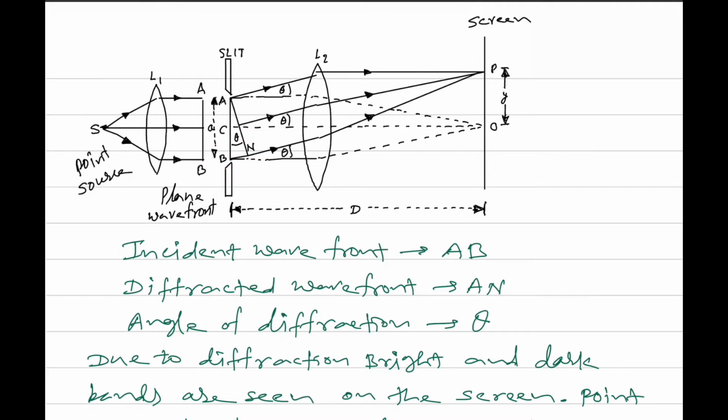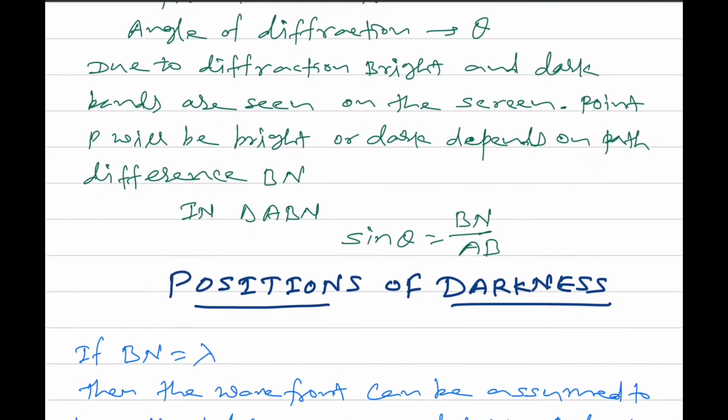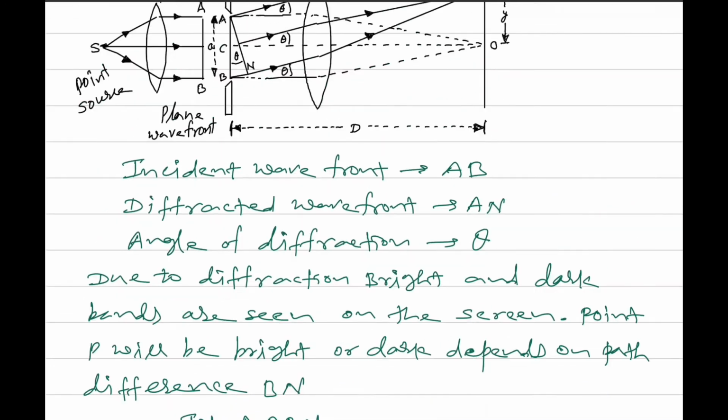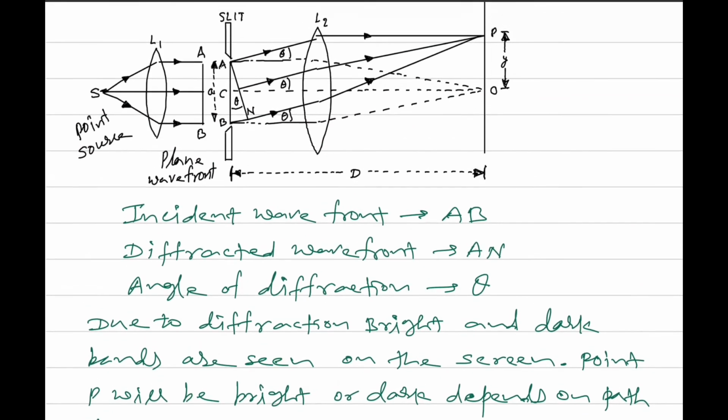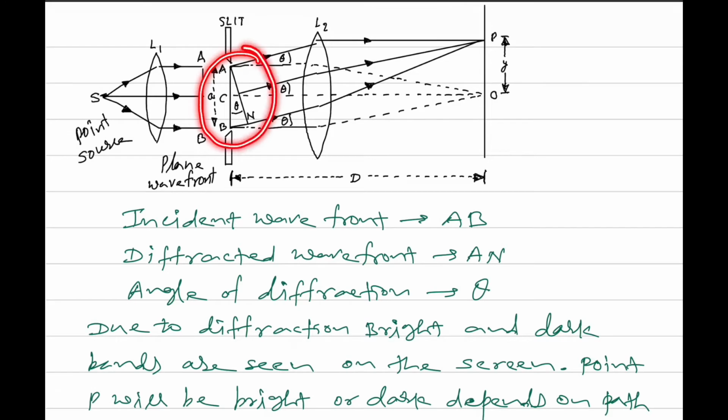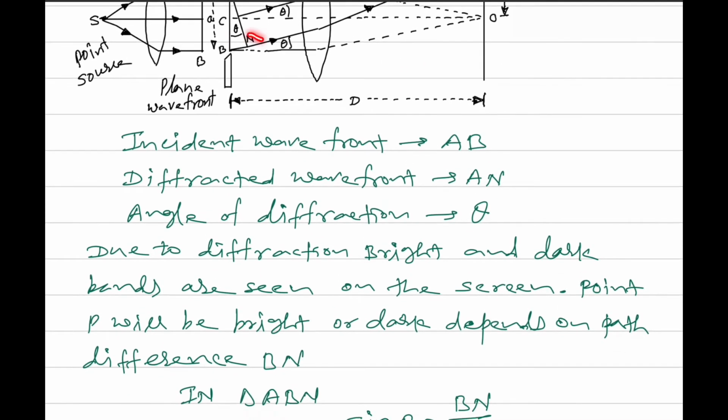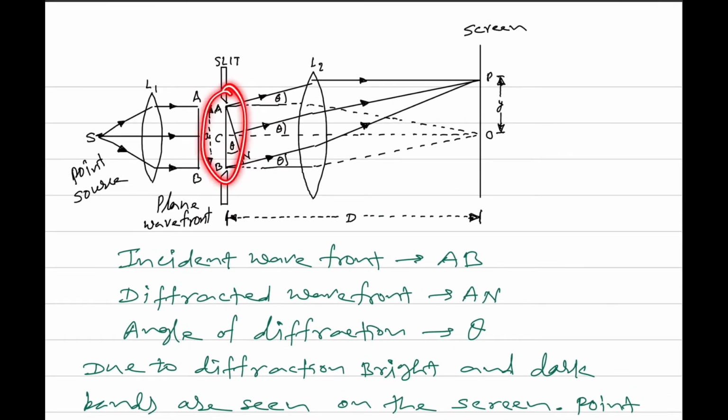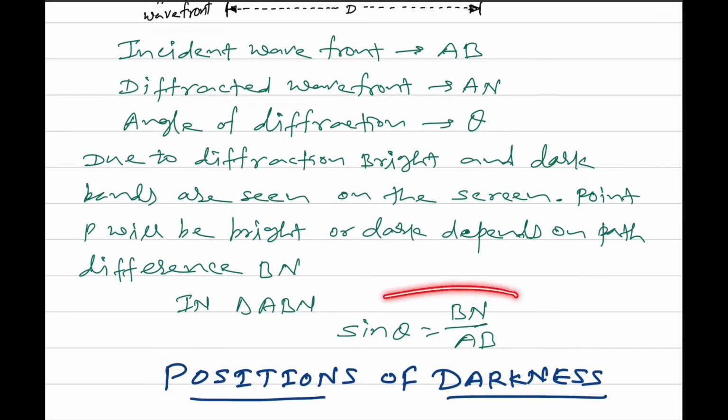This is the path difference between the waves originated from A and originated from B. So those waves which are originated from B have to travel an extra distance, and that extra distance is equal to BN. So now we will discuss under what condition this point P would be bright or dark. A little more you can understand from this diagram. In triangle ABN, if we use the trigonometric ratio, sin theta is perpendicular upon hypotenuse. So the perpendicular here is BN and the hypotenuse is AB. So sin theta is equal to BN upon AB.